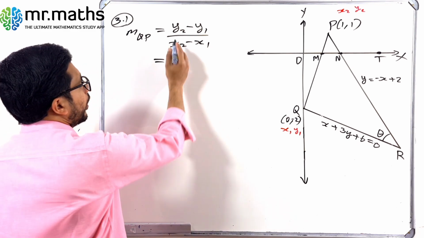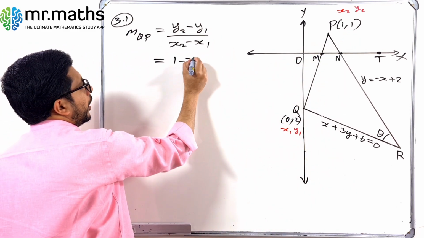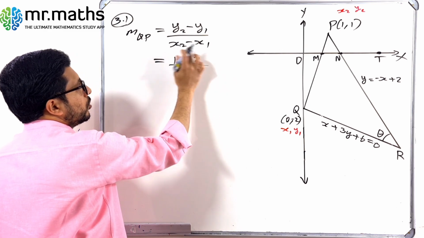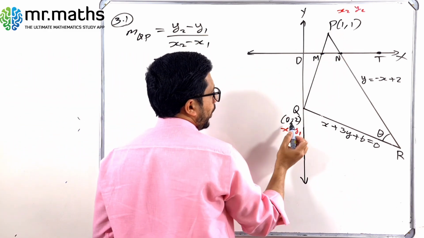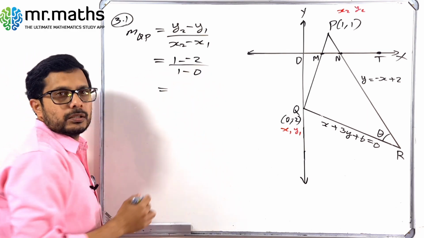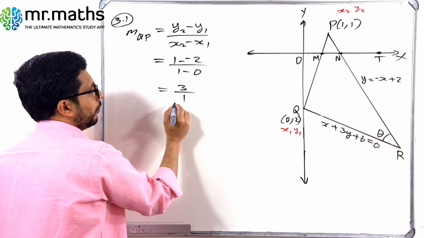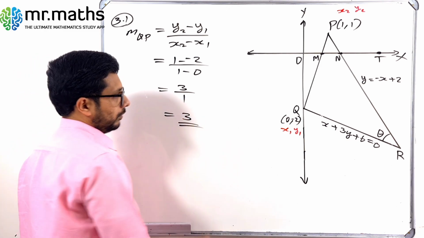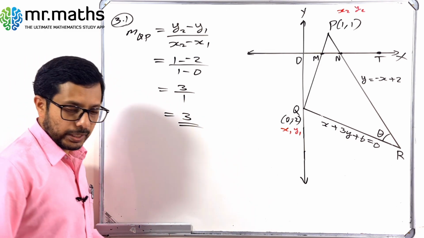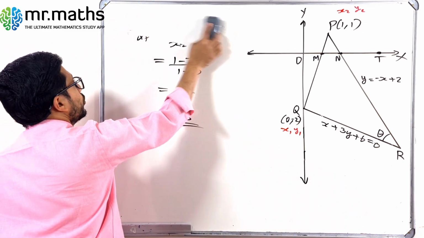So y2 minus y1, so 1 minus minus 2, divided by x2 minus x1, 1 minus 0. Minus minus is plus, so 1 plus 2, 3 divided by 1. So what is the gradient? It is 3. So the gradient of the line QP is 3. Now let's move to the next question.